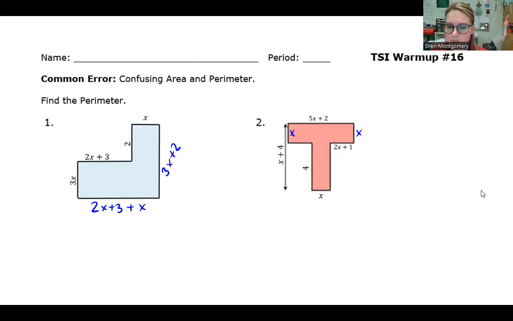Let me just double check that. I was just double checking that piece. I only added that piece and that piece and it didn't equal 5, but I forgot this piece. So yes, it does equal 5x. So what's this side right here? 4.